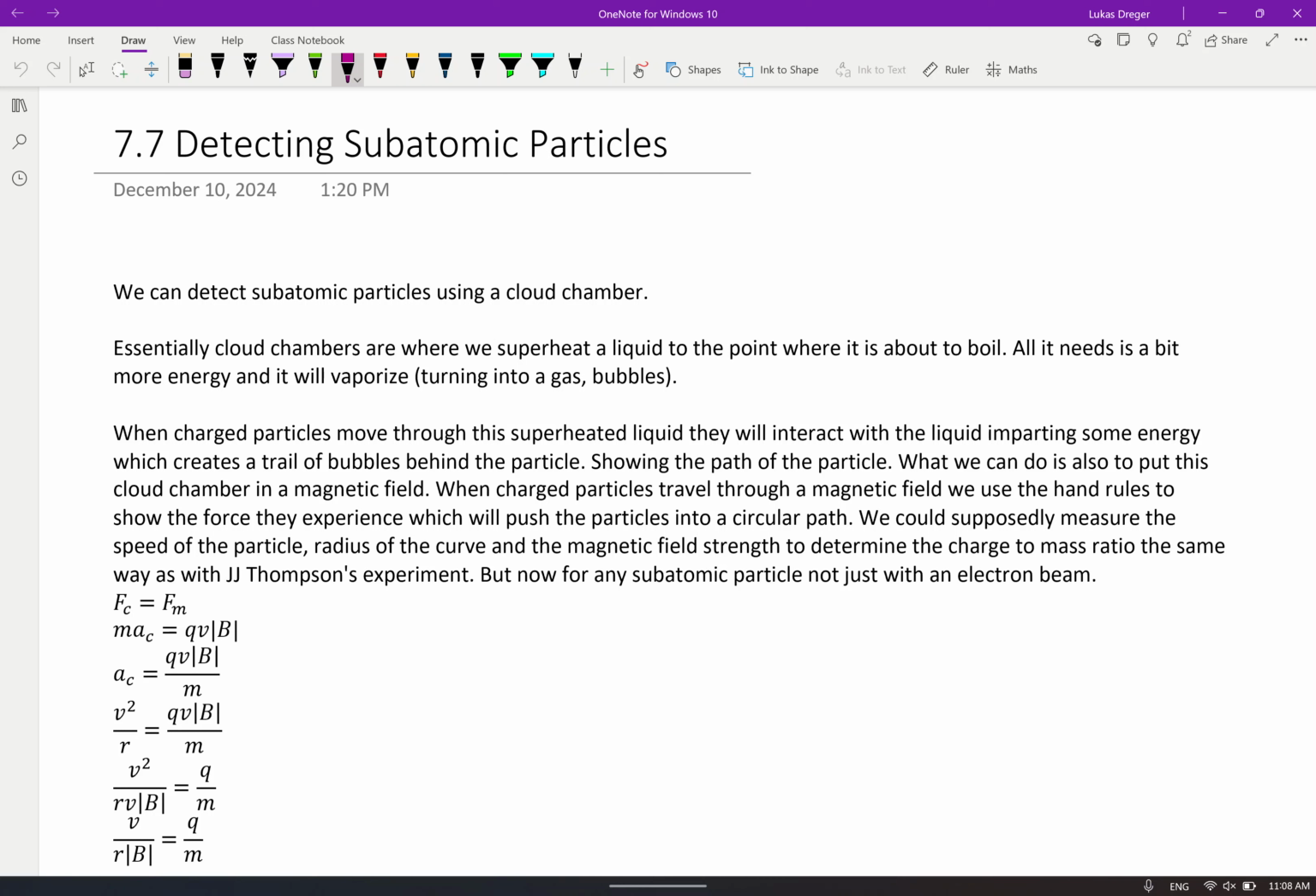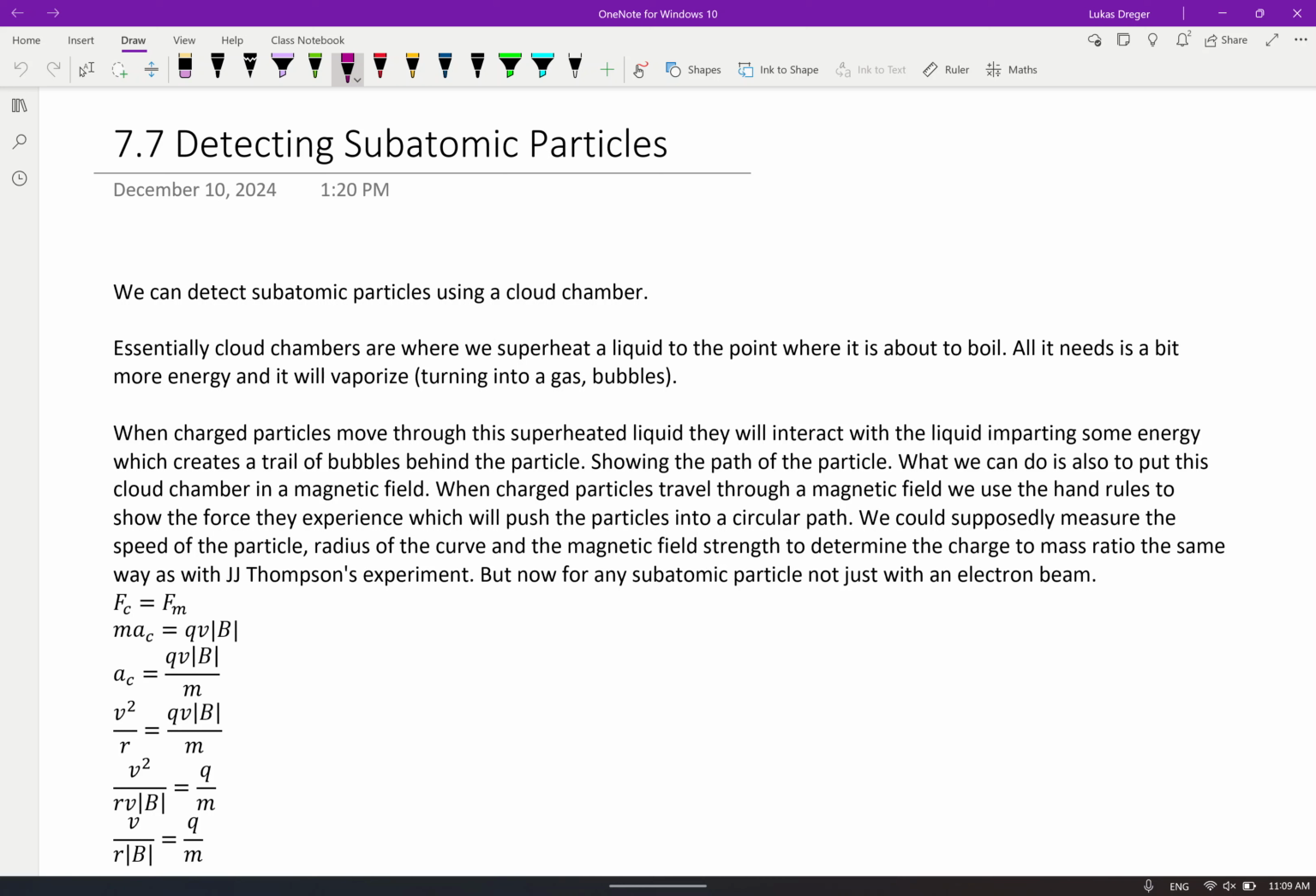But regardless of whether it's a really cold substance or a really hot substance, the point is that it's right before the boiling point. Some substances like CO2, for example, have a much lower boiling point. So it is a cold temperature, but we still call it superheating, because it's right at the point just before it's about to boil. All we need to do is add a bit more energy and it'll vaporize that liquid into a gas and we will see the bubbles.